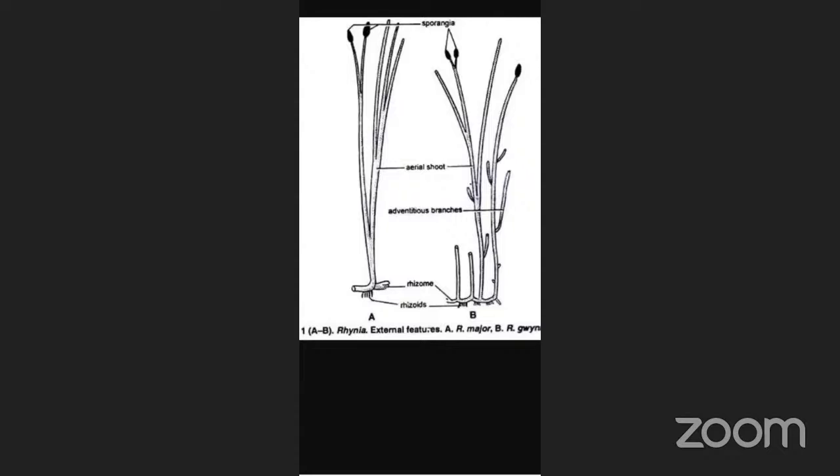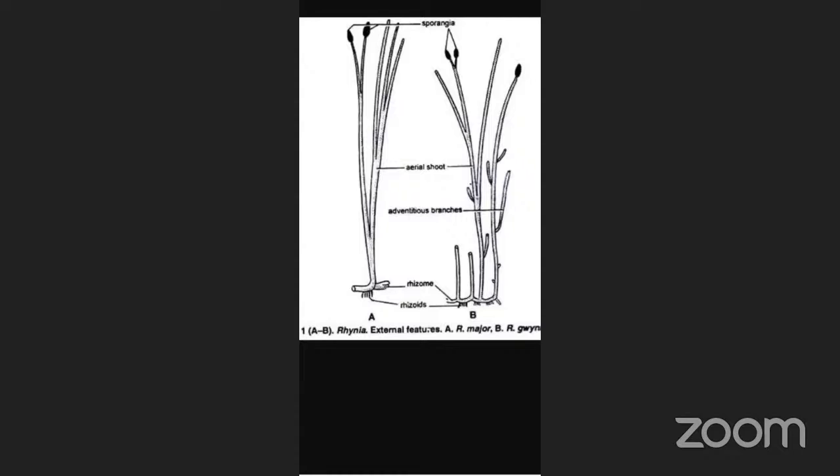So this is Rhynia gwynne-vaughanii, or the better known species are there. What is the habitat? There is evidence that the plants of genus Rhynia were growing in the swampy marshes. Here the Rhynia was discovered in old red sandstone beds, meaning the middle Devonian period.